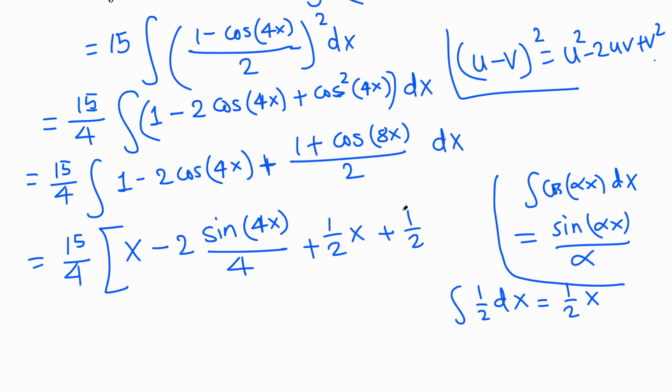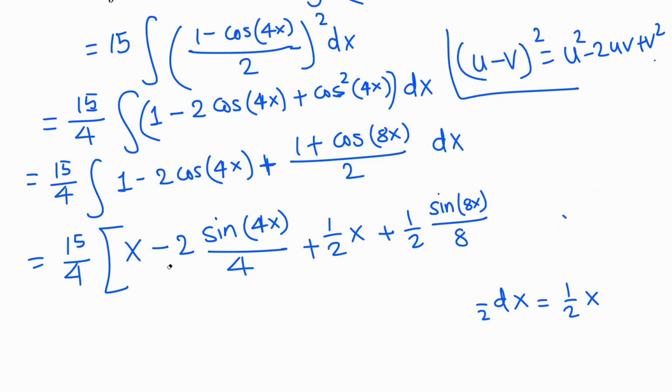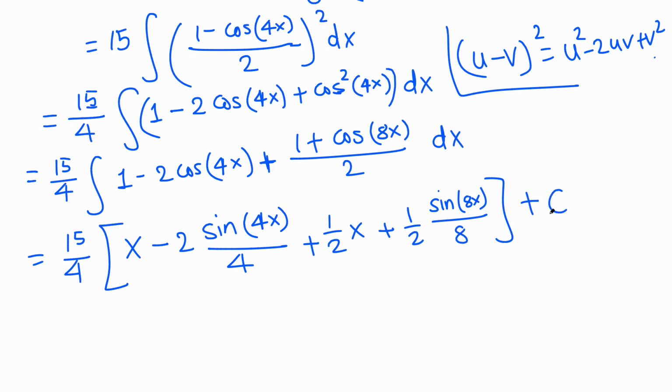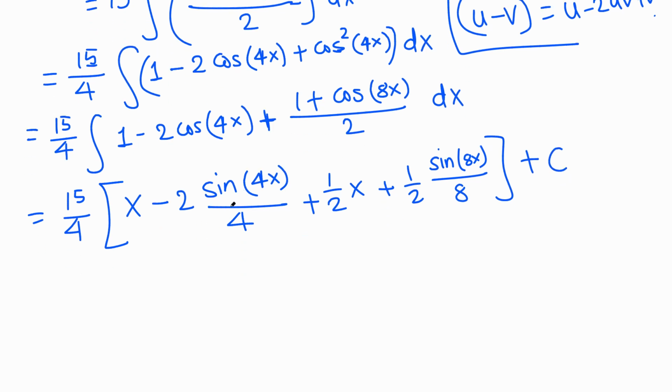The antiderivative of cosine 8x is sine 8x all over 8. Okay, and that's 15/4, plus C. When we multiply that C by the 15/4 constant, we'll get another constant, and we can write that outside, plus C. And this is final, but we can combine a couple of terms here.